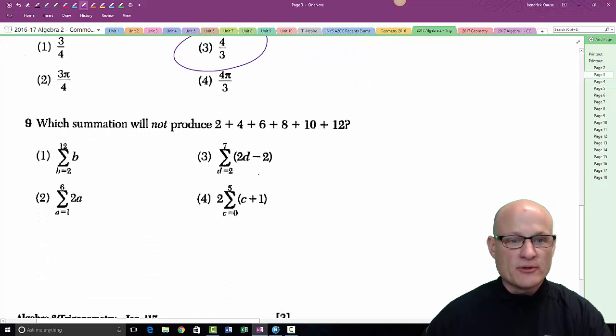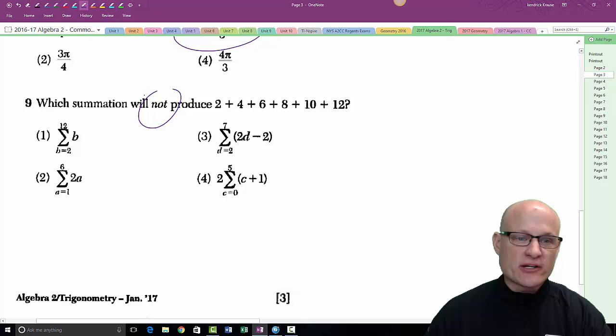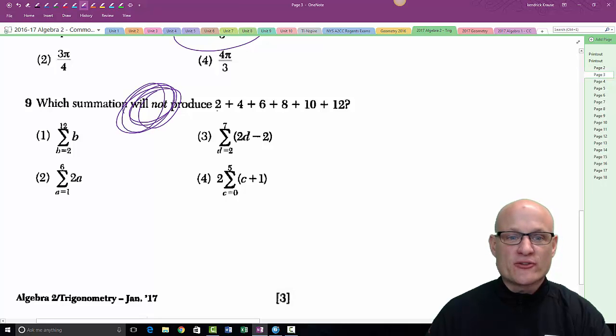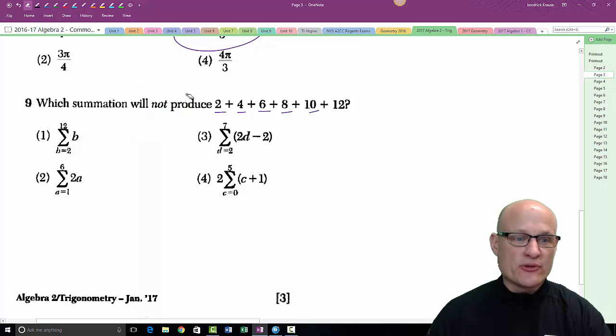All right, one more on this one. Which summation, this is a tricky one, will not produce this? So notice it's skipping 2, 4, 6, 8, 10. So we got to go through these. Let's see. Number 1 starts at 2. Then you plug in 3. And then you plug in 4. It looks like number 1's the right answer.